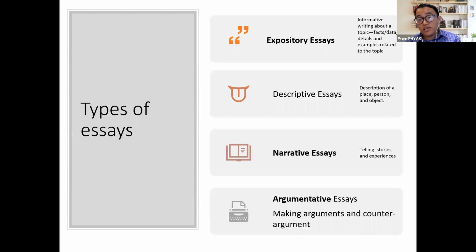Argumentative essays are essays that require writers to make arguments and counter arguments, with the help of evidence and support. So it's basically about making arguments and counter arguments. It's more like, what do you think about a specific topic, and what is your position actually?